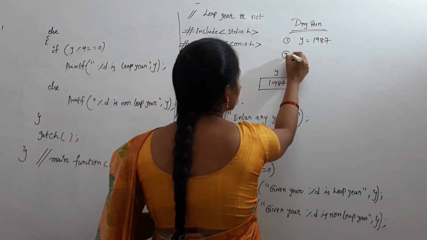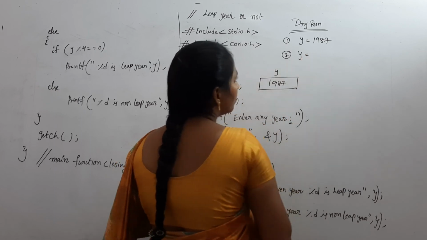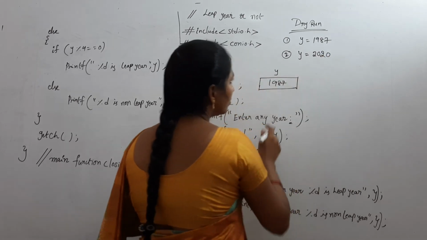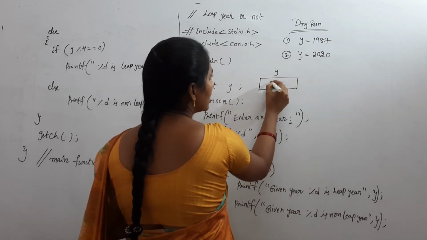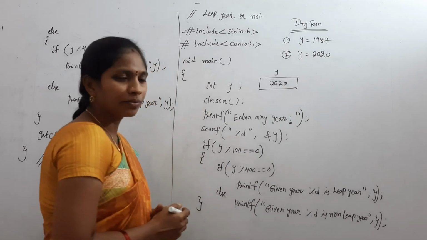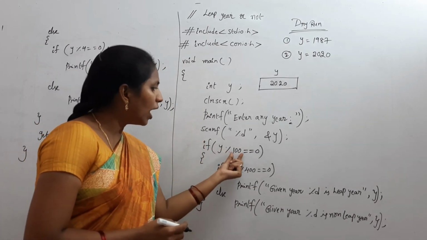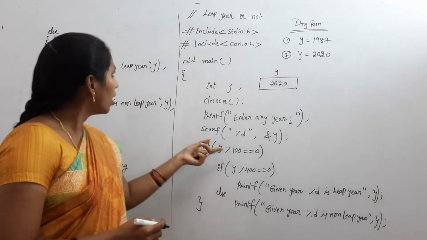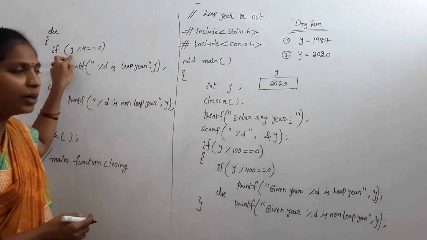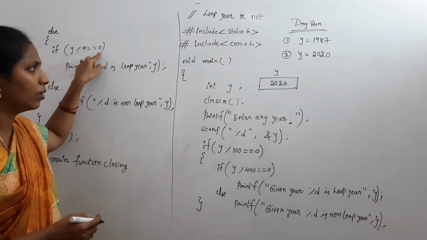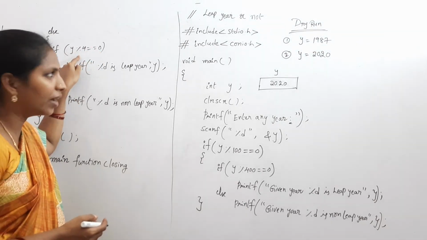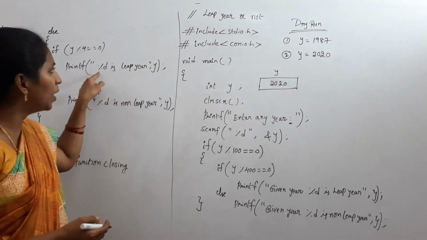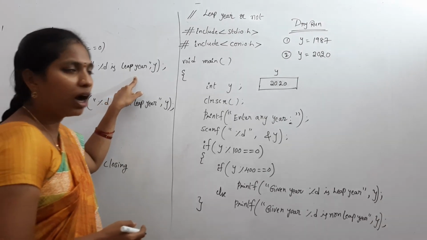Next one, second example. For suppose now I have entered the year 2020. Then if y modulo 100 equal to 0, again this condition is false. Now control comes to here: 2020 modulo 4 equal to 0. Yes, this condition is satisfied, so control comes here. Then %d is leap year, means 2020 is a leap year is the output.